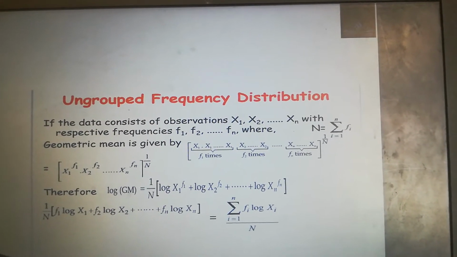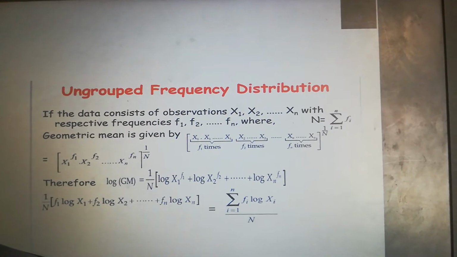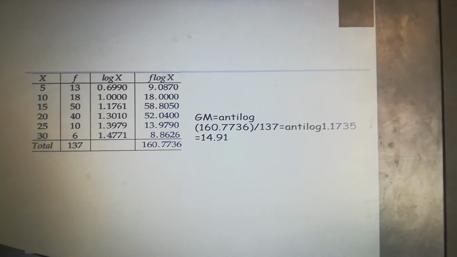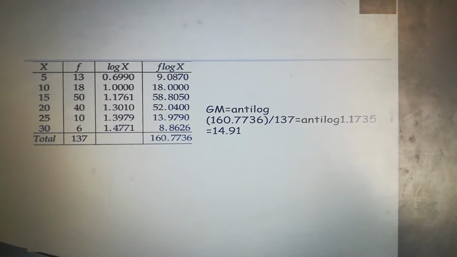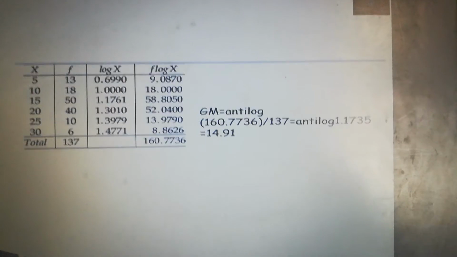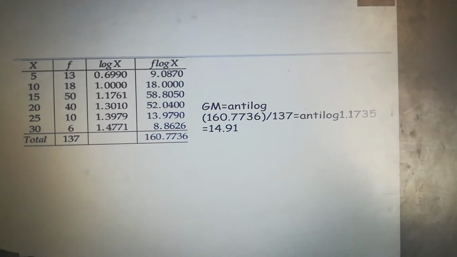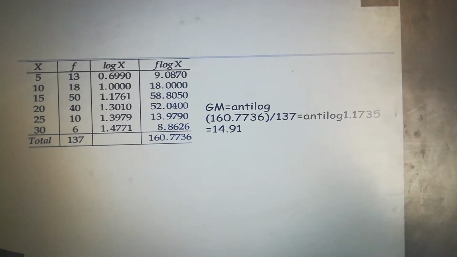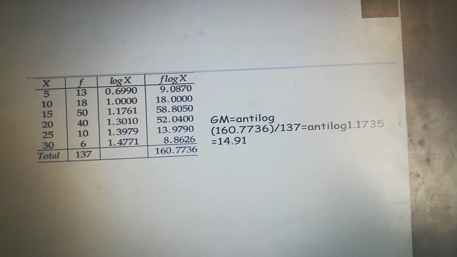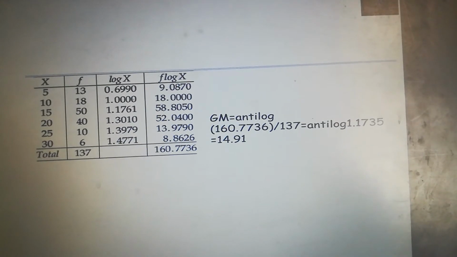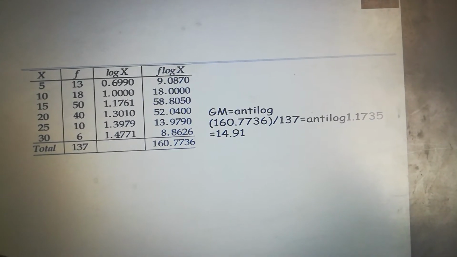So in this group 1 will be x1, x2 will be with the frequency, like that way you can see. And for example I can give, so for this one the values are 5, 10, 15, 20, 25 and the corresponding frequencies are 30, 18, 50 and total number is 137. So what we need to do? We need to identify the log value of 5. Log value of 5 is 0.69990. So it is multiplied by 30, we get 9.087.